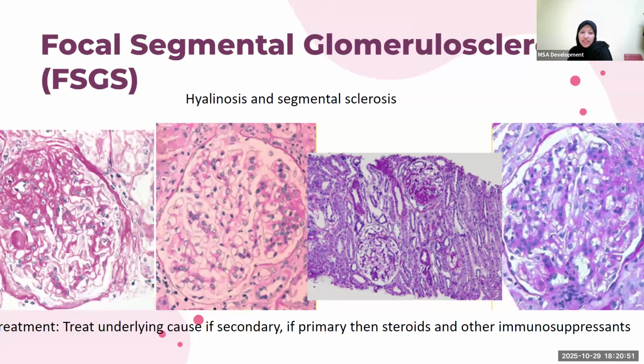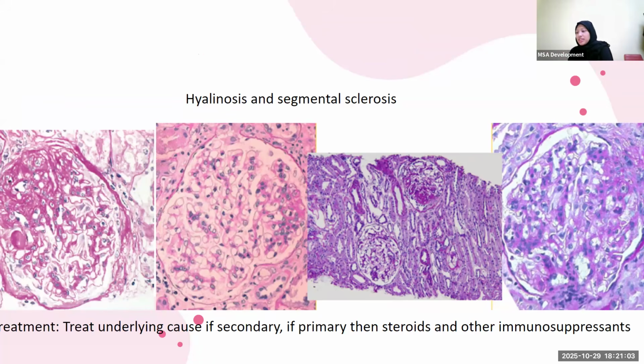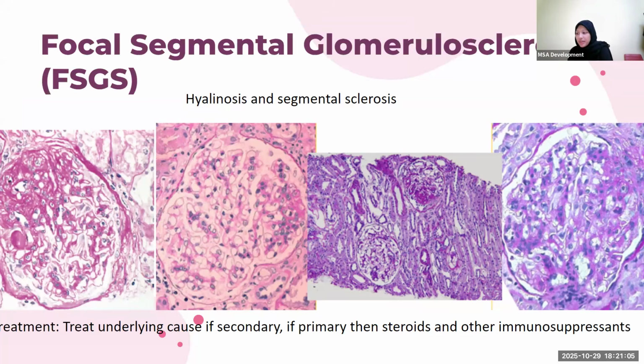So why do I mention that? Because in minimal change disease, it is selective. Most of the time, it's only albumin that gets lost in the urine. So it's very, very specific. This one is not specific. That's why I wrote non-selective proteinuria.